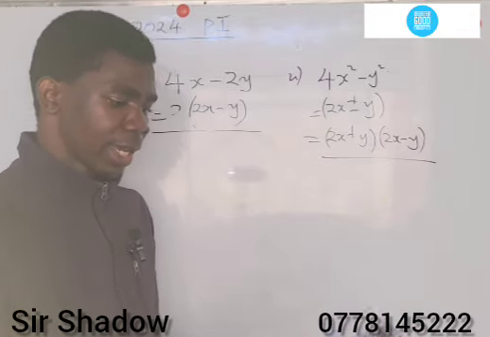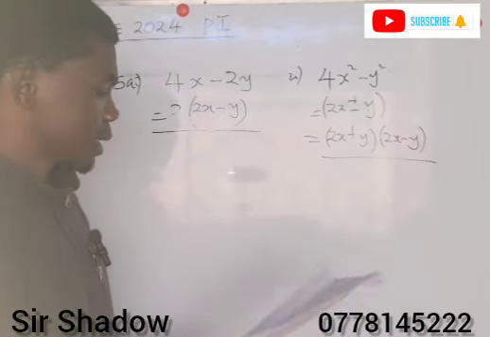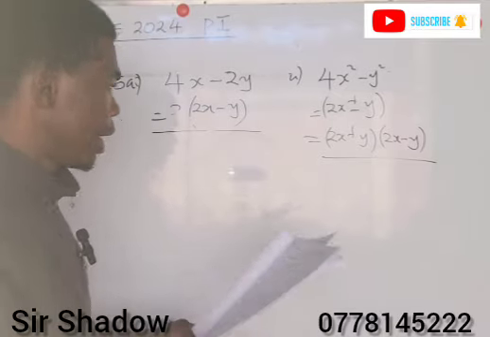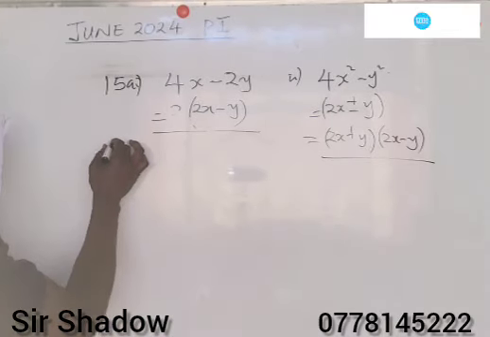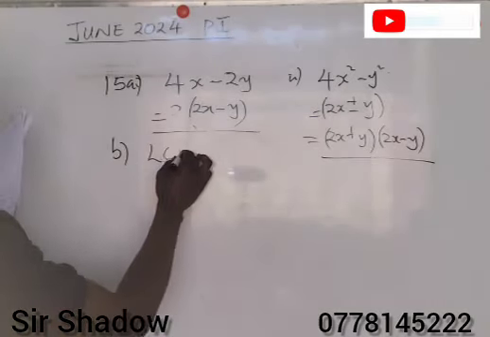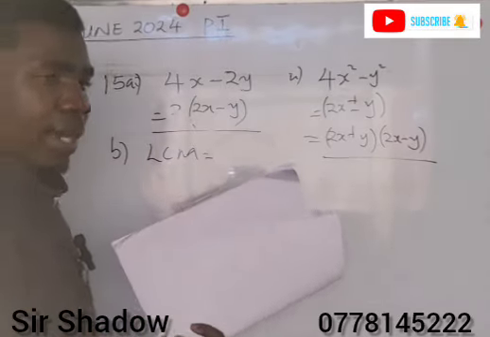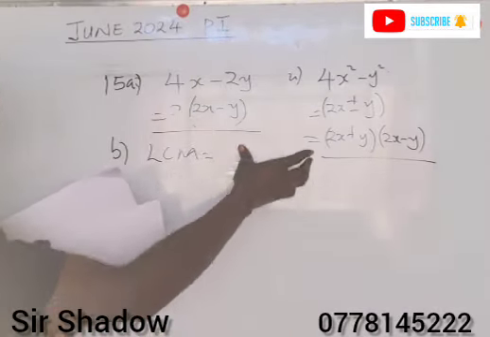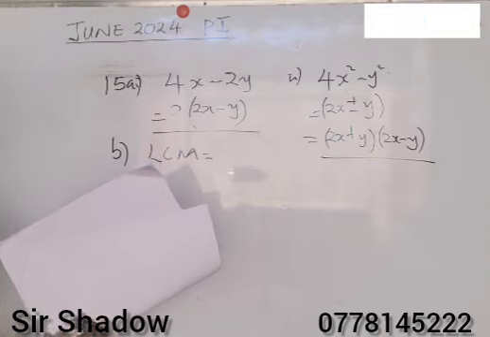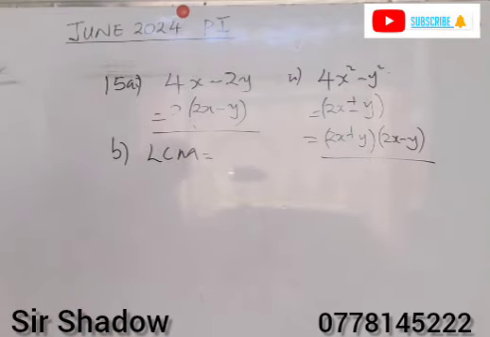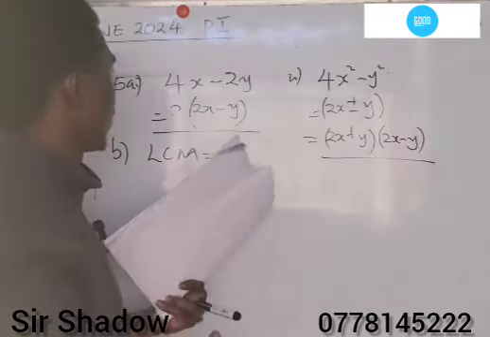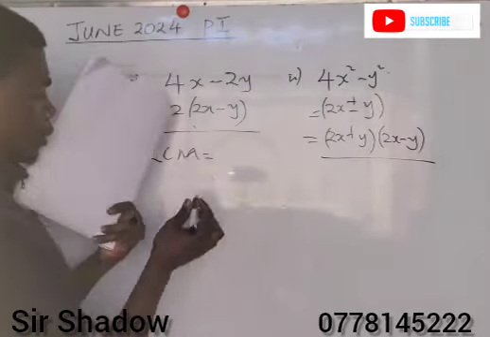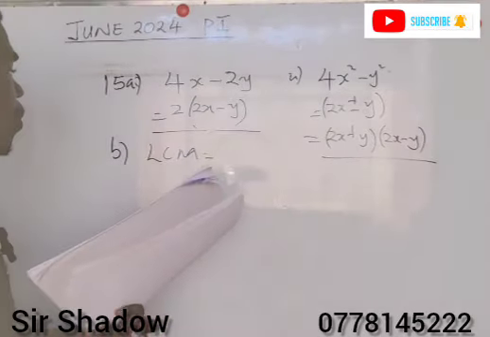Let's move on to part B. On part B, we are asked, hence or otherwise, find the lowest common multiple. Hence means use the solution from above. Otherwise means use a different or alternative method. So we want to find the lowest common multiple.